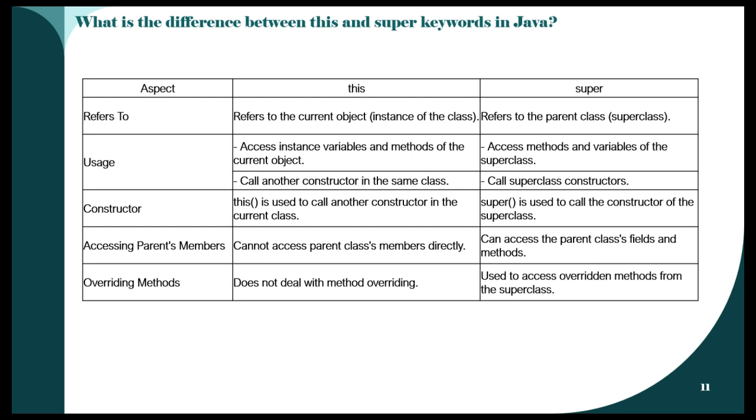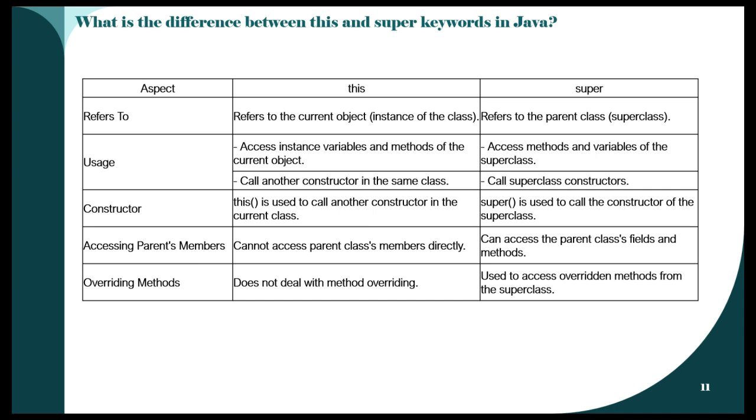That's what we use. And basically, if you want to call any super class constructor also, we use this. Now in terms of constructor, this is used to call another constructor, as we already discussed. But in super we are calling the super constructor, right? Let's say you want to access the parent members. You cannot access the parent members directly using this. What you can do is with super, it is easy to access the parent fields and methods.